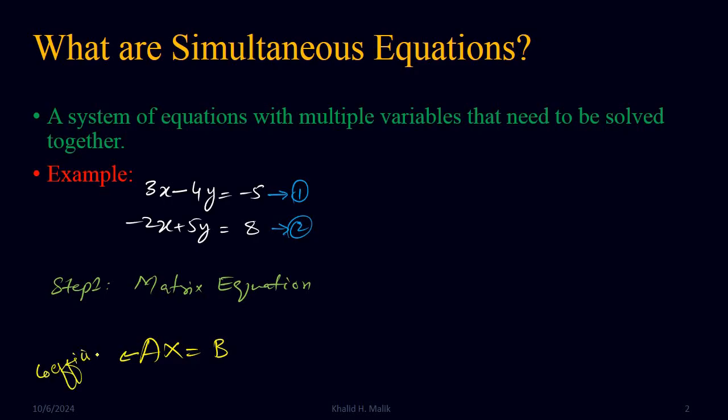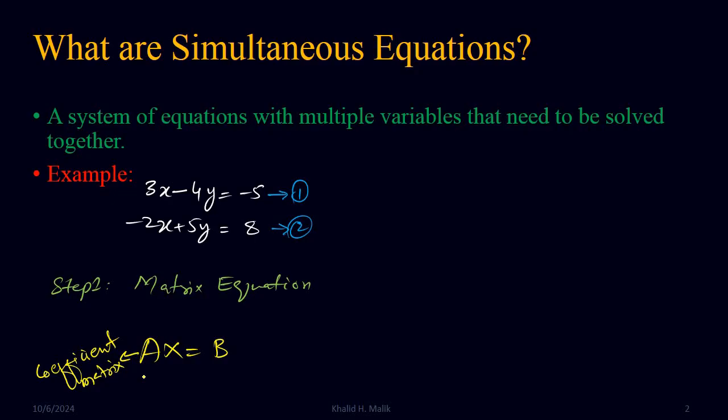In this matrix we will consider the coefficients of these two equations, like 3 is the coefficient of x and minus 4 is the coefficient of y in the first equation, and minus 2 is the coefficient of x and 5 is the coefficient of y in the second equation. So these coefficients will make a coefficient matrix.